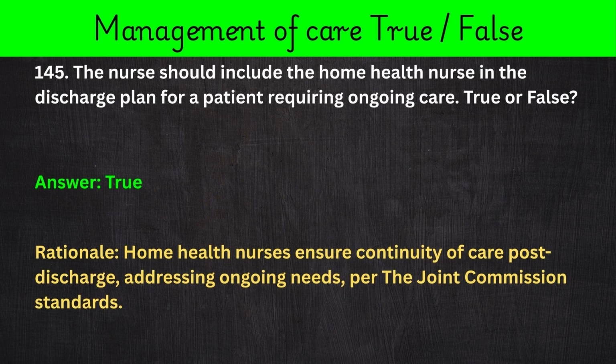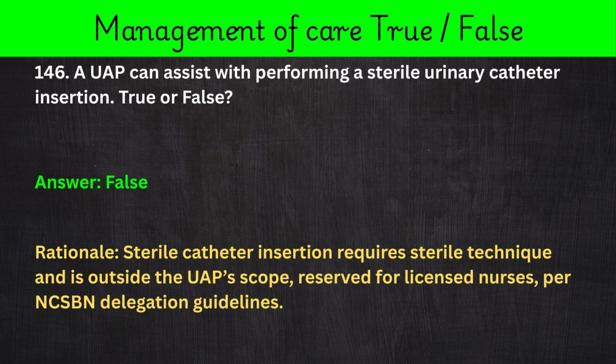145. The nurse should include the home health nurse in the discharge plan for a patient requiring ongoing care. True or false? Answer: true. Rationale: home health nurses ensure continuity of care post-discharge, addressing ongoing needs per the Joint Commission standards.